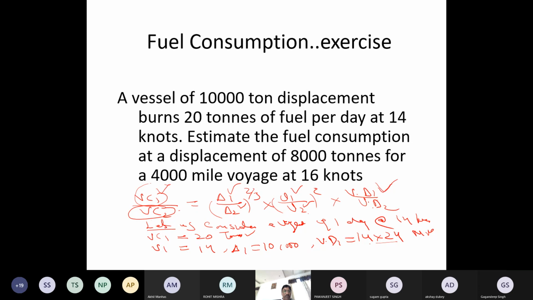वॉइस डिस्टेंस 1 हो जाएगा 14 into 24, वॉइस डिस्टेंस 2 4000, and I will get the same answer. Voyage consumption 2 will be exactly same what you got by the other method. But again you have to see whichever you find easier.